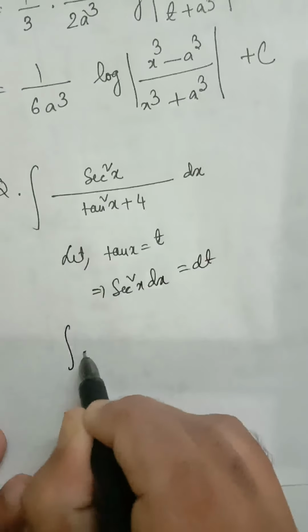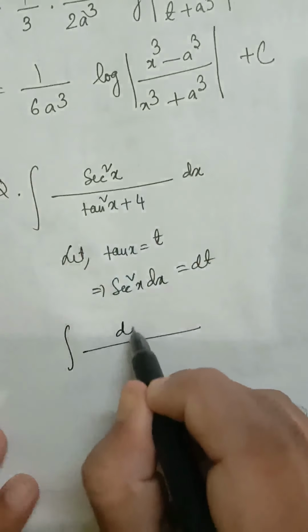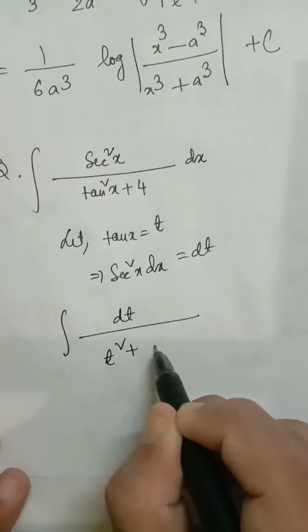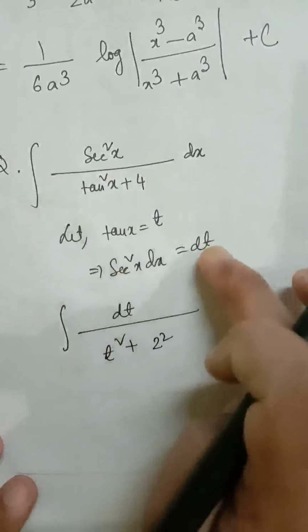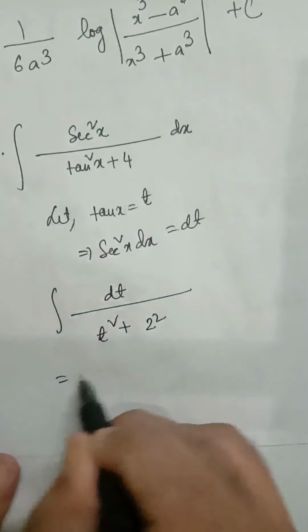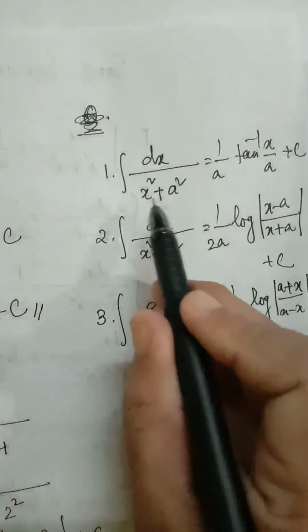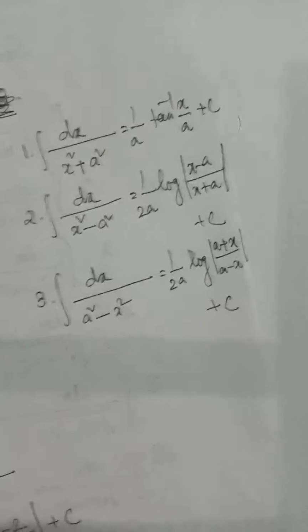Now the numerator sec square x dx is dt, and the denominator is t square plus 4, which is t square plus 2 square. Now this integral is of the first form, dx by x square plus a square. You can see dx by x square plus a square. Its integral is 1 by a tan inverse of x by a.